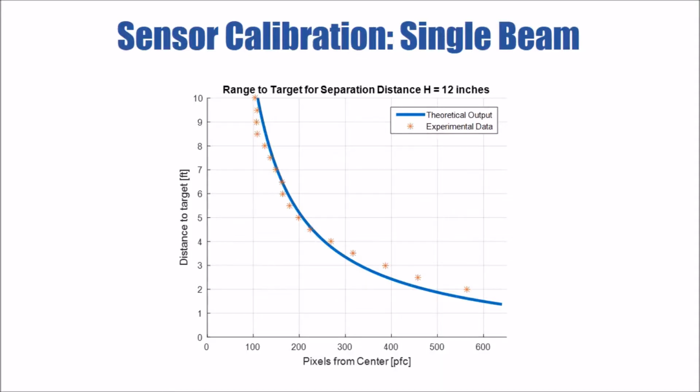The distance of the target from the system and the number of pixels from the center of the camera's field of view that the green laser appeared were graphed on top of the theoretical curve in Excel. The experimental and theoretical data were reasonably close, so now we move on to the line laser calibration.